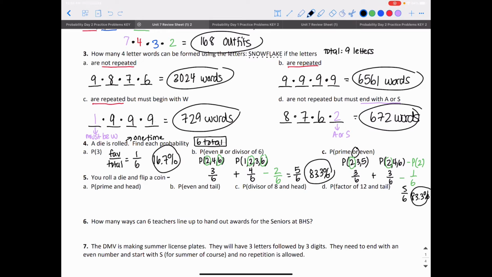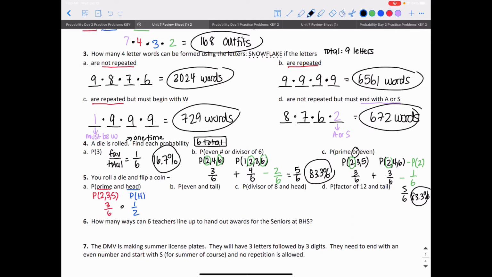All right, for number 5, you roll a die and flip a coin. These are 2 independent events, and I want to know what's the probability of both of these things happening at the same time, of the things given to me for A through D. So for A, I have the probability of prime. So the options for prime are 2, 3, and 5. And then the probability of getting heads is just 1/2. I have 1/2 times 3 out of 6.